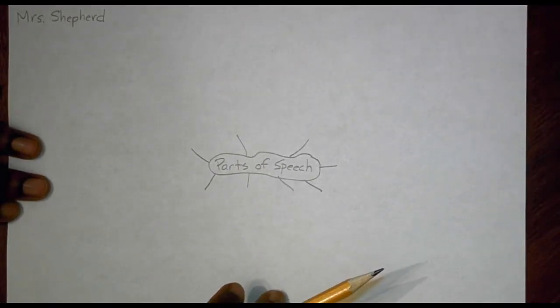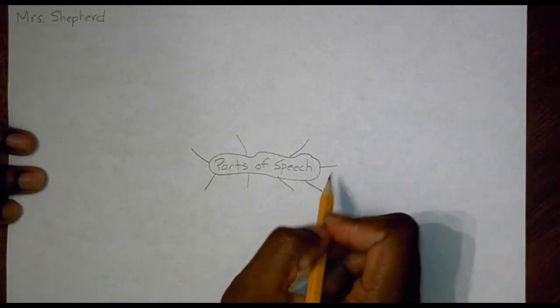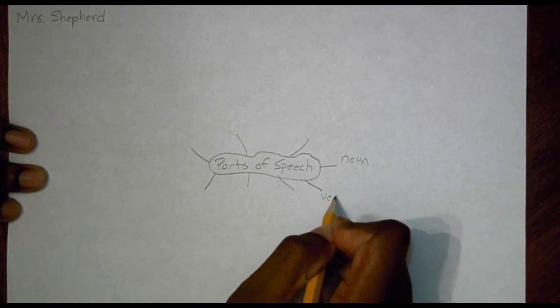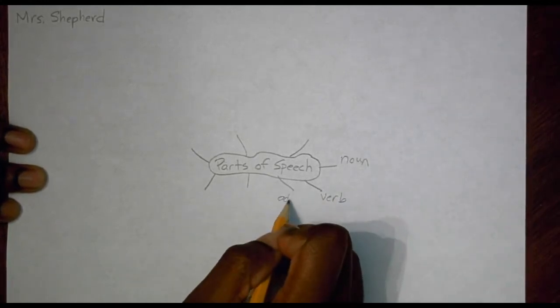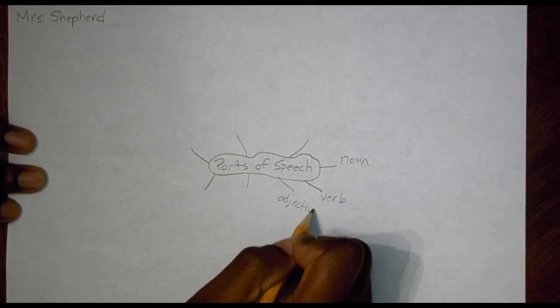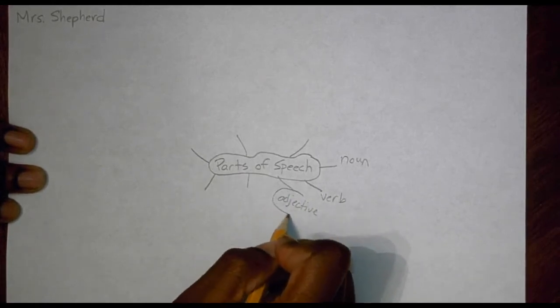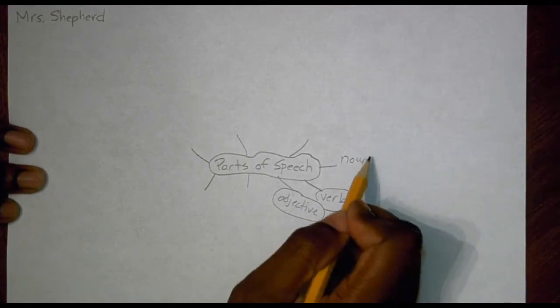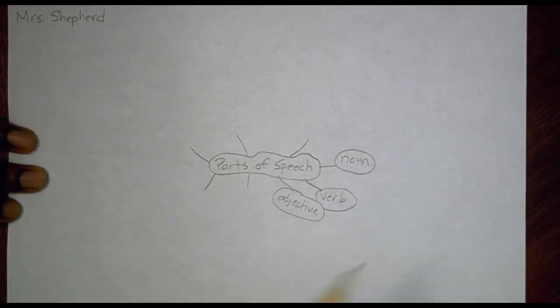And then what I can start doing is adding noun, verb, adjective. If you have to curve the letter, that's fine. Just make it nice and small. Add the bubbles around it. And you're good to go.